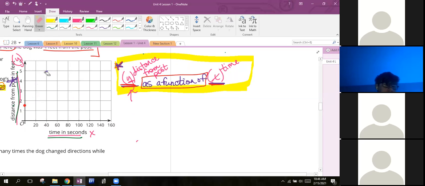Okay, look at this example that I'm about to draw. Okay, we go here, we go here, and then we go there, and then we go there. Okay, we know that this does not pass the vertical line test because at 20 seconds, it's saying the dog is 2 feet from the post, 4 feet from the post, and 5 feet from the post. Okay, so why is that wrong?